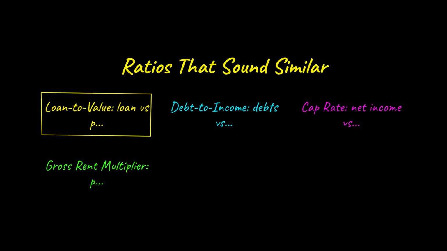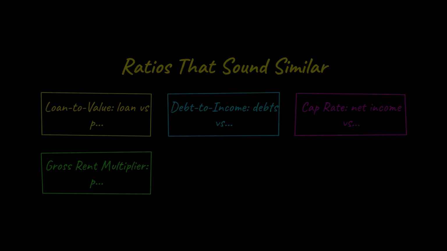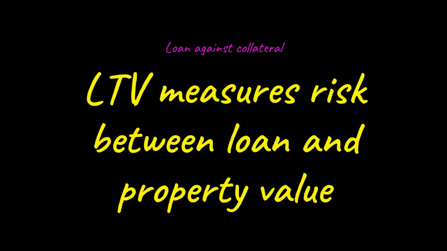Don't confuse loan-to-value with look-alike ratios. Debt-to-income compares a borrower's debts to income. Capitalization rate relates a property's net operating income to its value, and the gross rent multiplier relates price to rental income. Only loan-to-value compares the loan itself to the property's appraised value. Whenever a question pairs the loan amount with the property's appraised value, the answer is the loan-to-value ratio, the lender's core gauge of collateral risk.